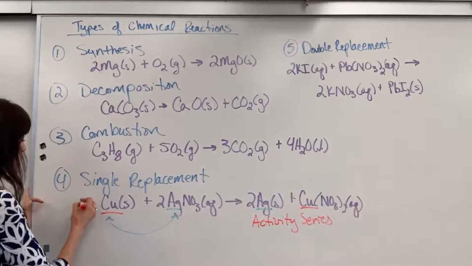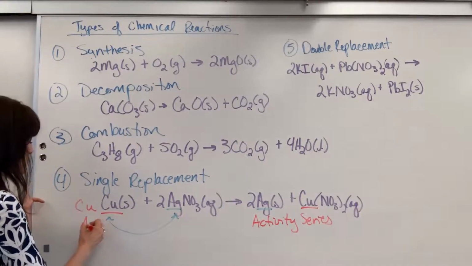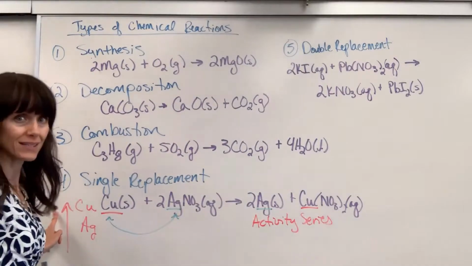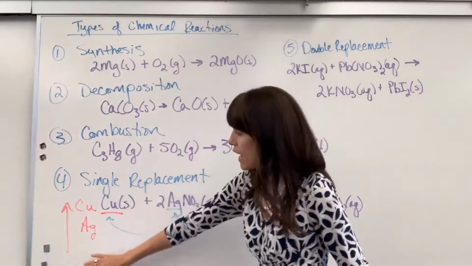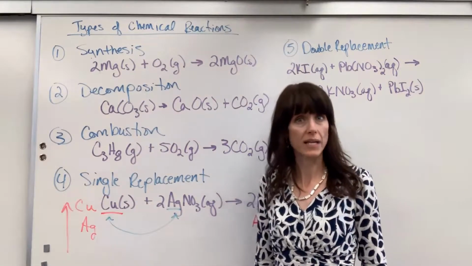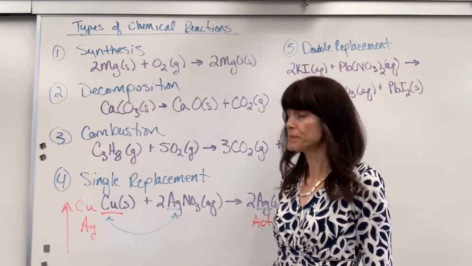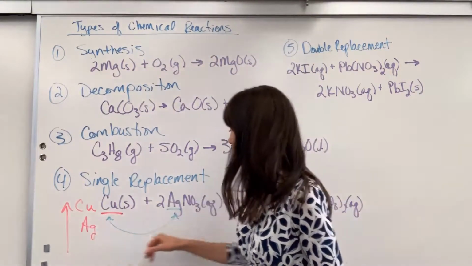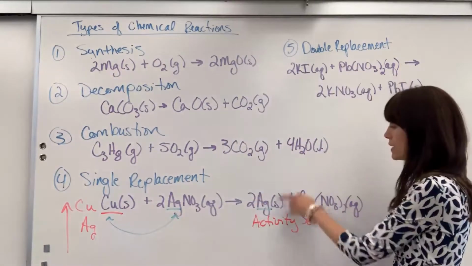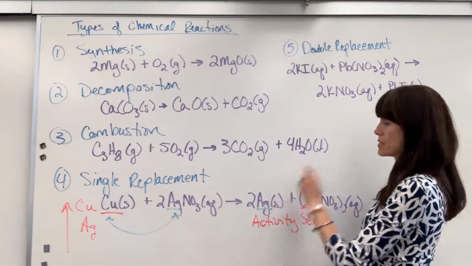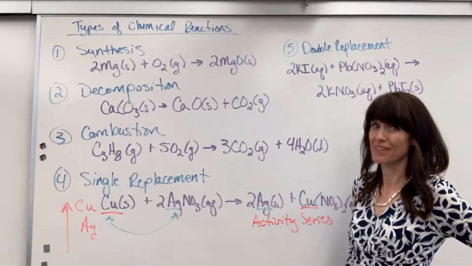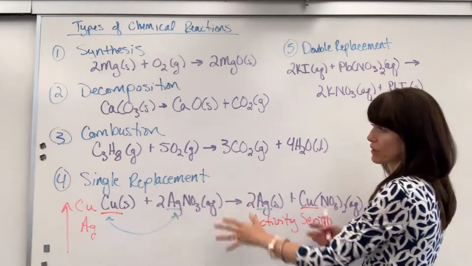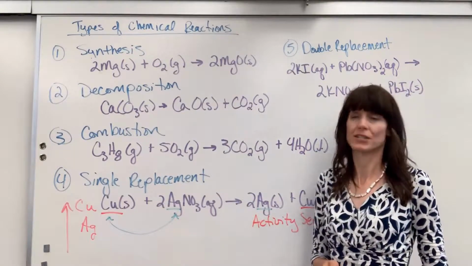I would see copper above silver, and there would be an arrow going up for reactivity, indicating that the higher on the scale you go, the more reactive. That tells me that copper will trump, it will kick off that silver and be in the compound. Silver will be by itself in elemental form. So this right here is a great example of a single replacement reaction.